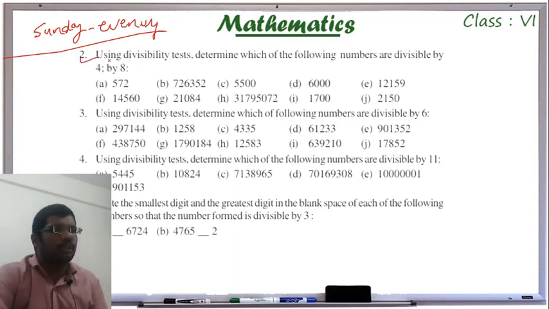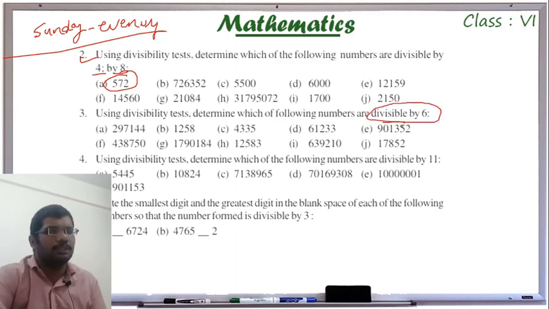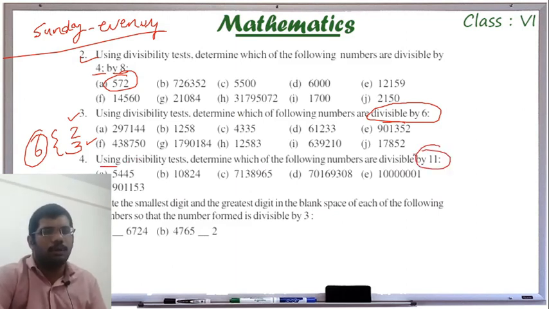Now the second question is about checking divisibility by 4 or by 8. Check whether this is divisible by 4 or this is divisible by 8, and like that. And the third question, you have to check whether the following numbers are divisible by 6. If it is divisible by 2 and 3, then it is divisible by 6. If it is divisible by both 2 and 3, then the number is divisible by 6. That is the divisibility rule for 6. And this we have to check by 11. The rule we have already studied.